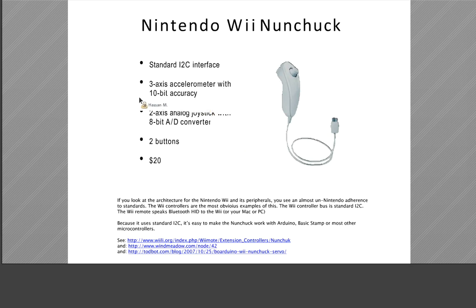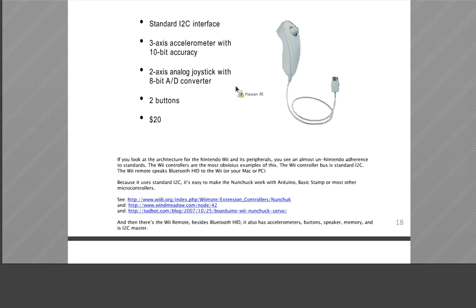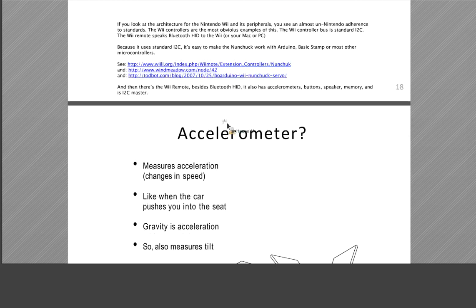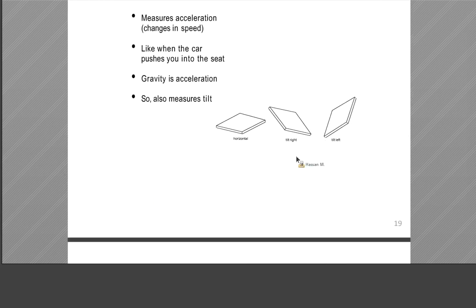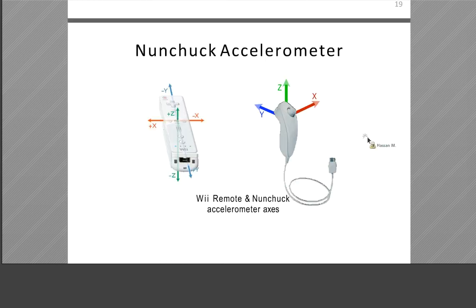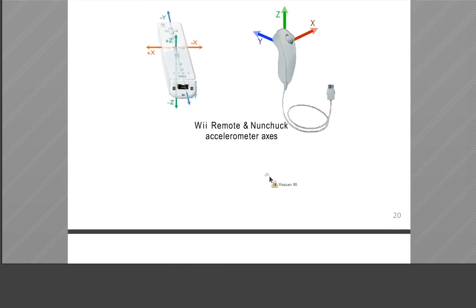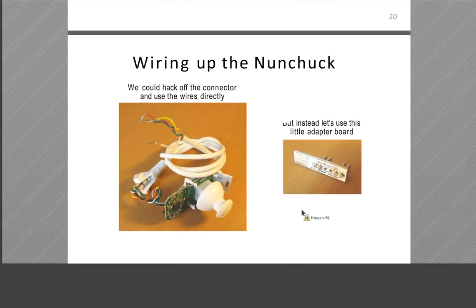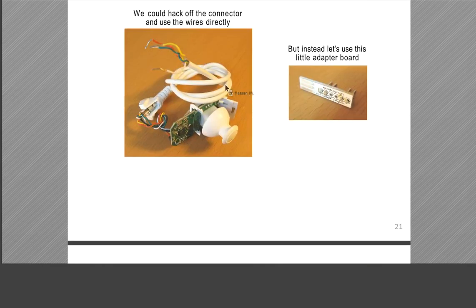3-axis accelerometer with A to D converter, 2-axis analog joystick with 8-bit data converter, etc. What about acceleration? Here we see X, Y, Z acceleration, velocity, etc. And can we use this protocol, joystick, for our projects, for example.